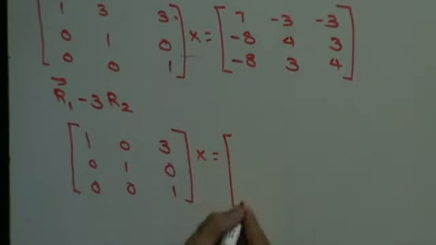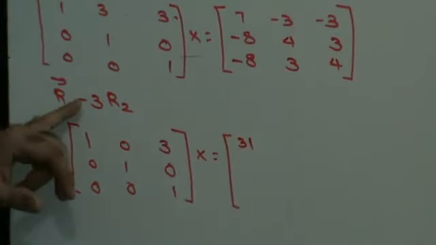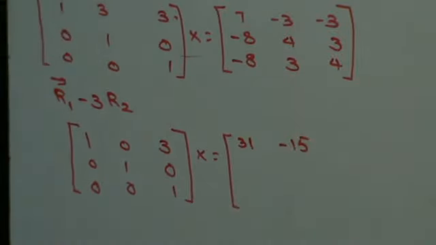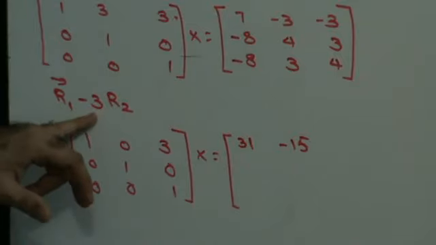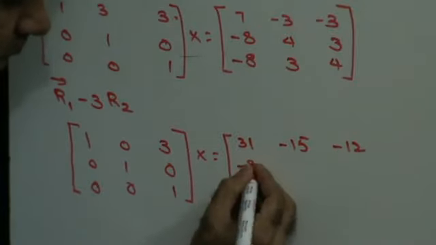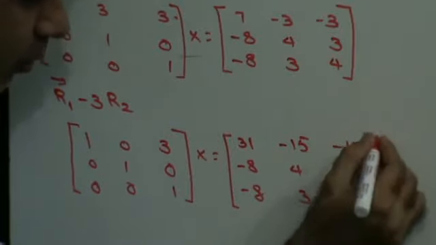Into X is 7. R1 minus 3 R2. So 7, minus of minus, minus into minus is plus. 8 3s are 24. 24 plus 7, 31. Then you have minus 3 minus 12. Minus 3 minus 12 is minus 15. Then you have minus 3 minus 9. Minus 3 minus 9 is minus 12. Minus 8, 4, 3. Minus 8, 3, 4.